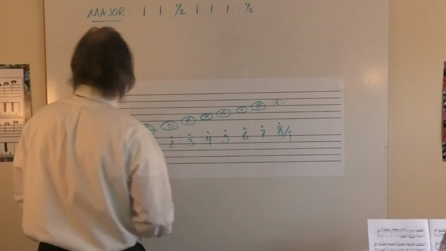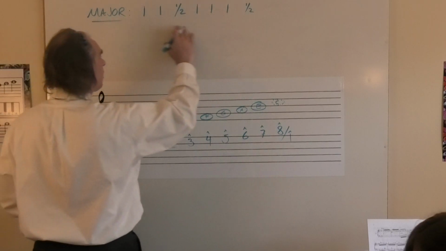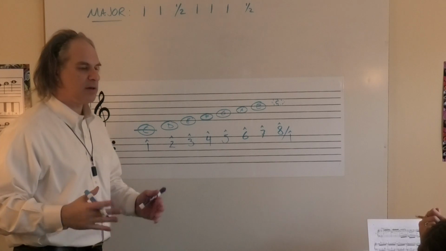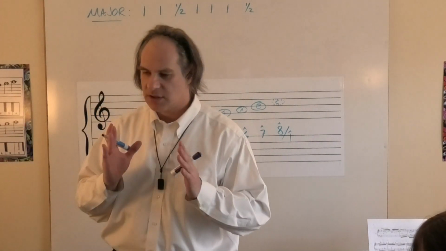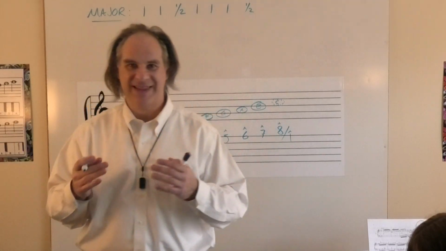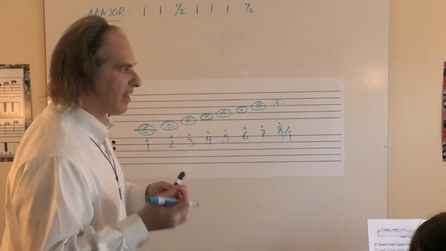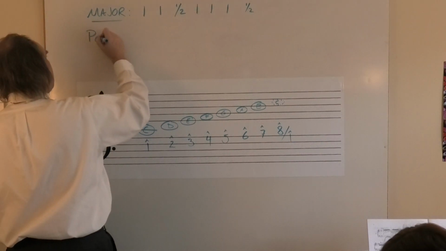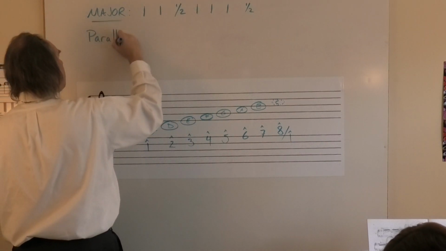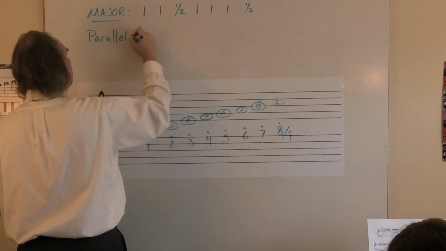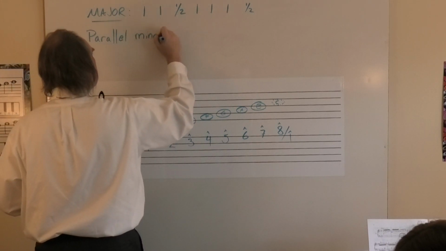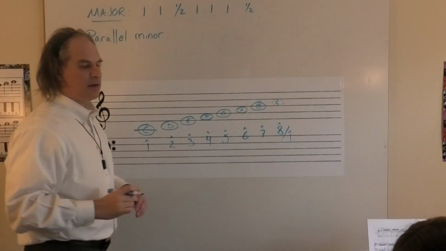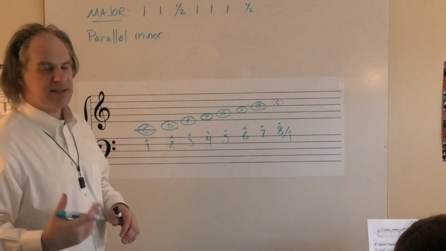Beautiful. Now, let's go to what we call the parallel minor. From C major to C minor is the same key. It's just going from major to minor, but we're still in the key of C. So we call that the parallel minor, P-A-R-A-L-L-E-L. To do that, we're going to flat scale degree 3, 6, and 7.